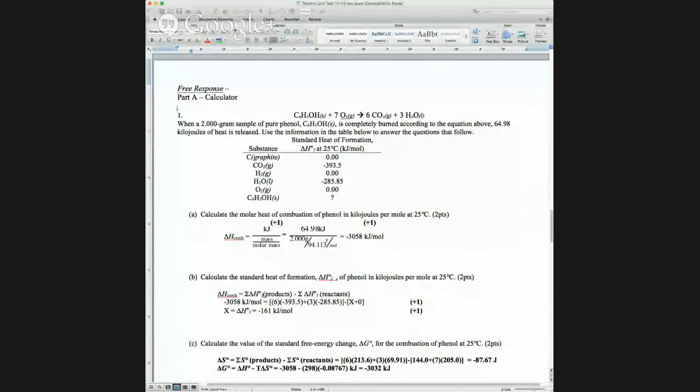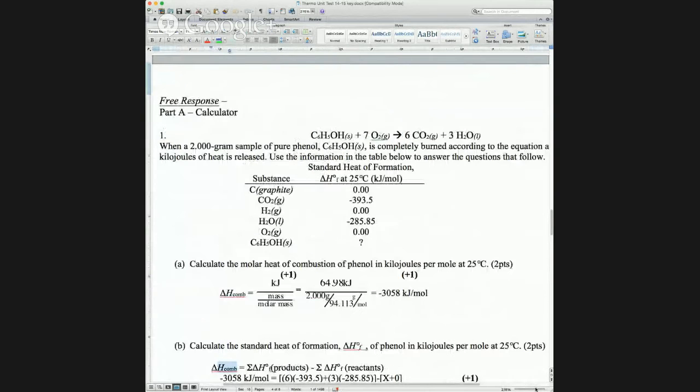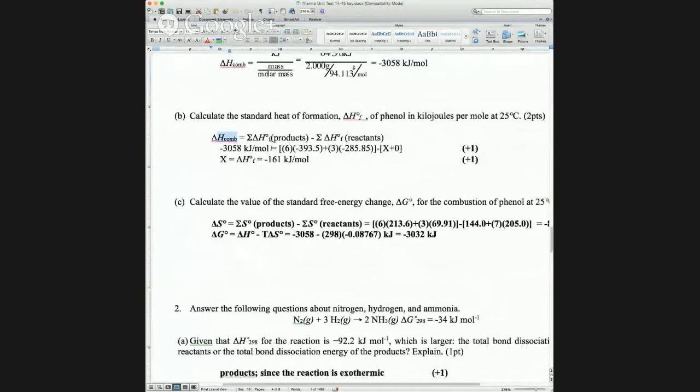I have a very hard time doing one thing at a time. Okay, so you can see on number 1B, the delta H of combustion, which is the delta H of reaction, right? Same thing. Let me make it a little bigger. Okay, delta H of combustion, which is the delta H of reaction, equals the sum of, and there should be an n here and an n there. But anyways, the delta H of formation of the products minus the delta H of formation of the reactants.